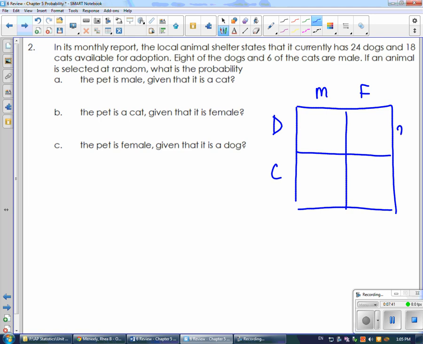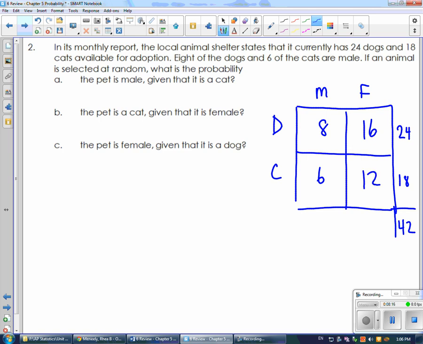So I know the total of the dogs is 24. I also know that there are 18 cats available for adoption. So that gives me 42 animals total. I know that 8 of the dogs and 6 of the cats are male. That'll help me figure out the number of female dogs and cats. So since I have 24 dogs total, that means I must have 16 female dogs. And since I have 18 cats total, I must have 12 female cats.